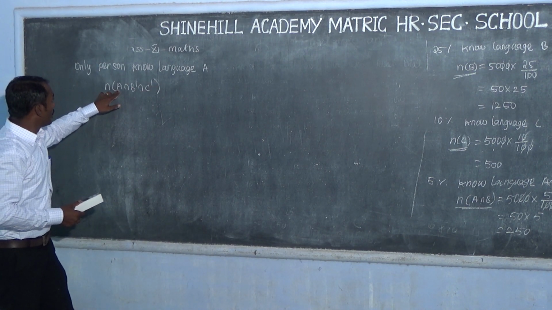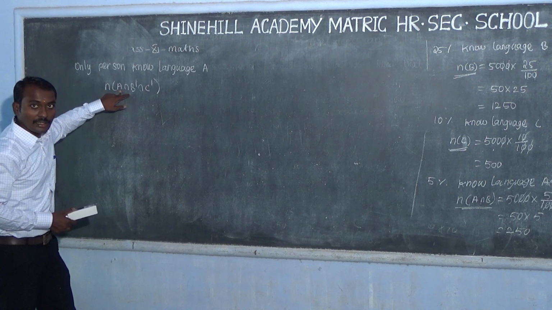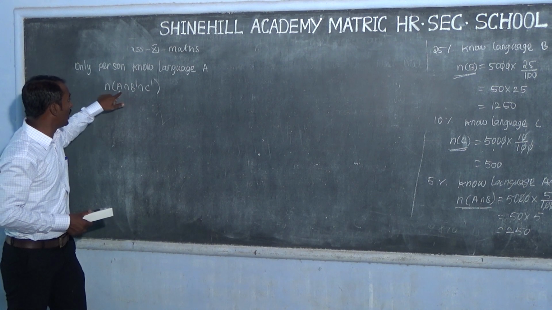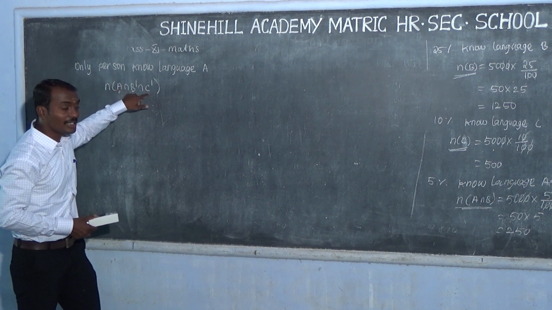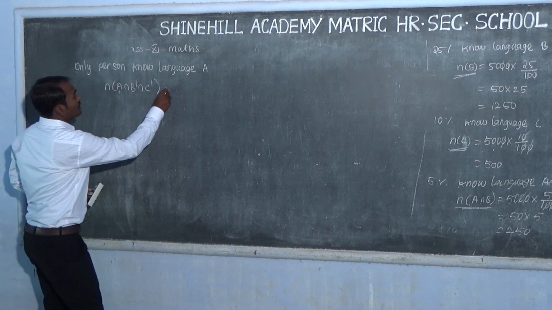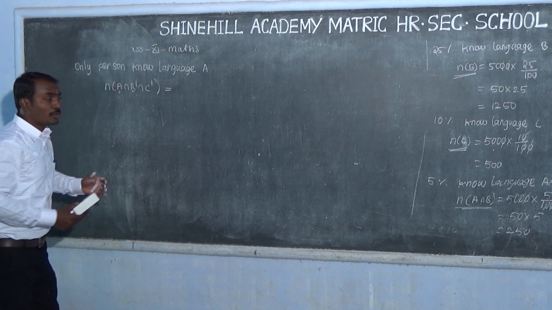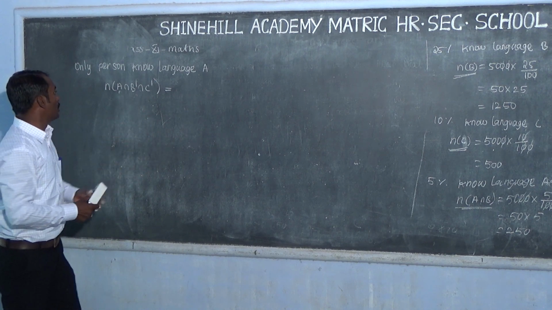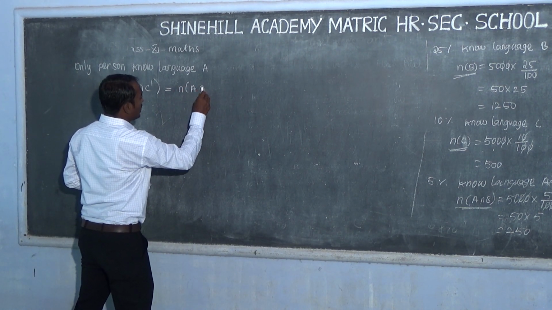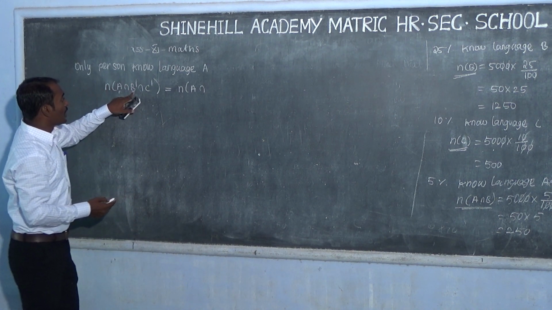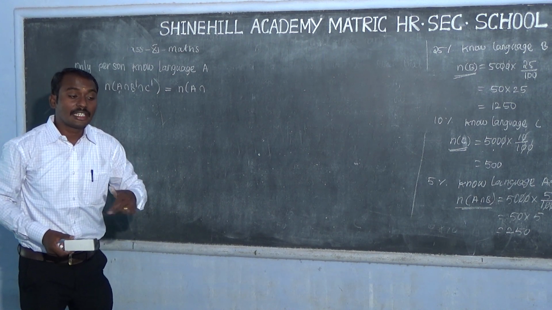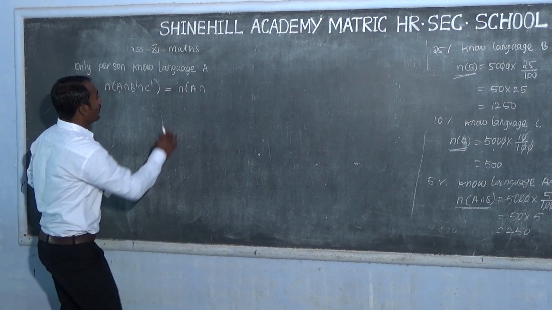Okay, only know A, and B and C come as a complement or bar: A intersection B dash intersection C dash. Then I am going to change this value n of A intersection B dash intersection C dash. Here we have the De Morgan law. I write the law here.